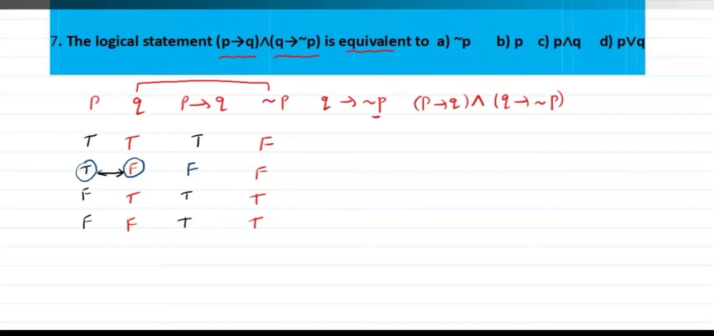As the definition of conditional implies, if the first statement is true and the second statement is false, then only we have false. In the remaining cases we have true only. First statement true, second statement false, then only the answer statement is false. In the remaining cases the truth value is true only, right? Now we have to find the truth table for P implies Q and Q implies negation P.